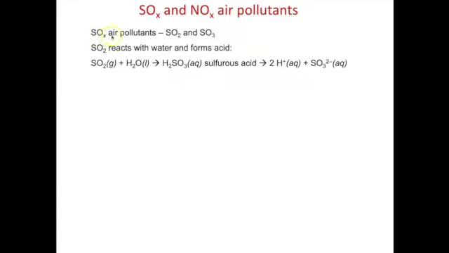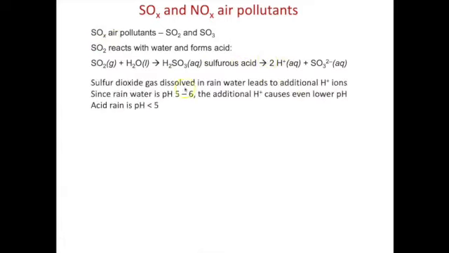So you can see sulfur dioxide doesn't have any hydrogen ion, but it's a series of reactions that lead to production of hydrogen ion in the rainwater. So when there are additional hydrogen ions, this causes the lowered pH. Remember, it's an inverse relationship. And so this is how we have a pH less than 5 when there is sulfur dioxide.